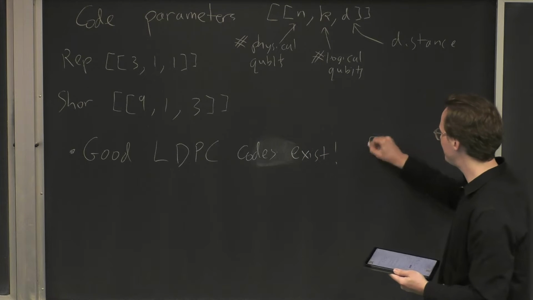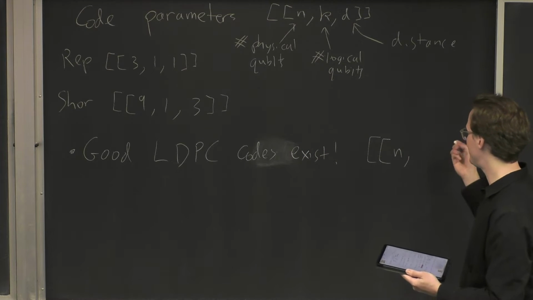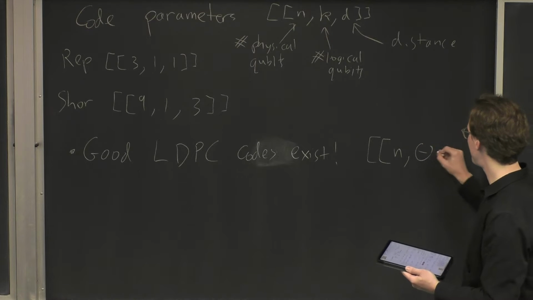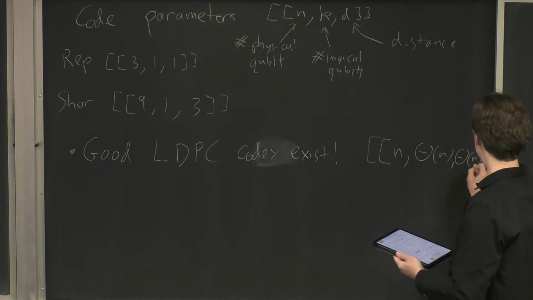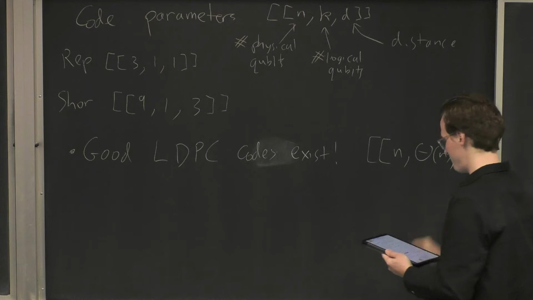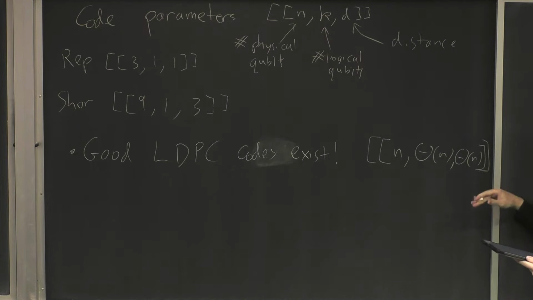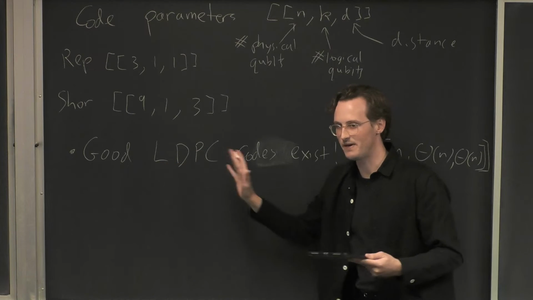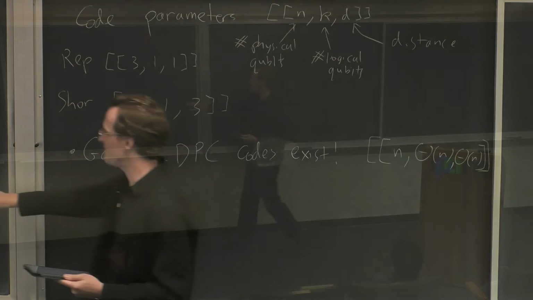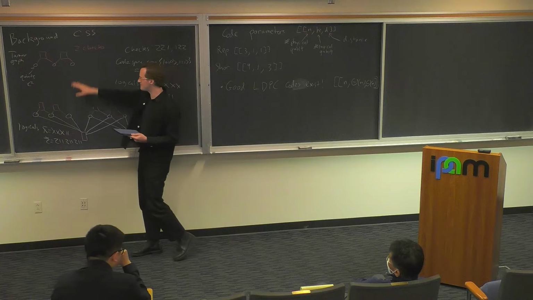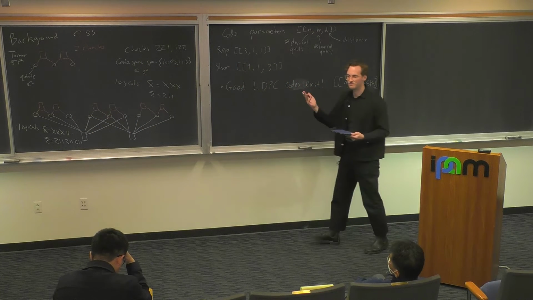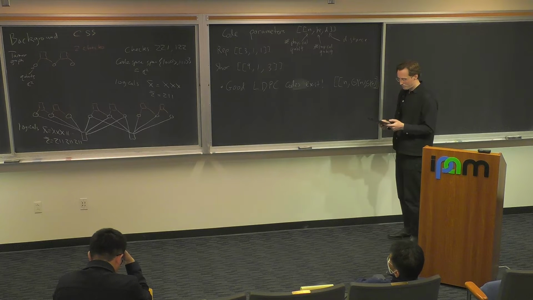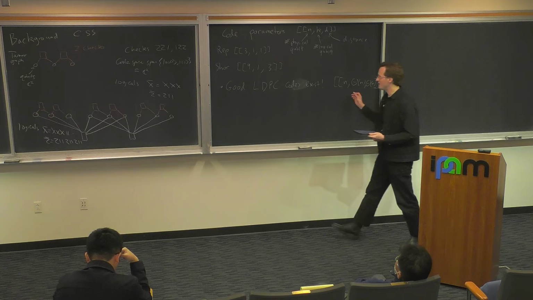Okay, what does that mean? It means you have families of codes that have n physical qubits and a number of logicals and distance that both scale with n. What does LDPC mean? Low density parity check. That just means when you write your Tanner graph, it's essentially like a sparse graph with some constant degree everywhere. Cool. So this is great.